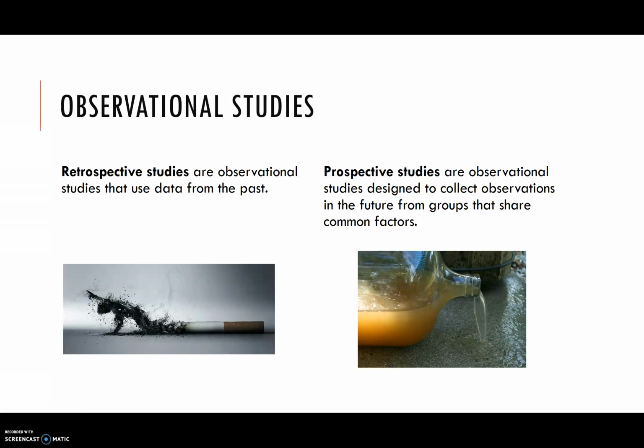A prospective study is an observational study designed to collect observations in the future from groups that share a common factor. One prospective study that is currently in progress is the Flint, Michigan water crisis. Once we found out there was an issue, data began to be collected, and we continue to look at that data periodically to see has anything changed or been affected in terms of health and quality from the lead toxicity.